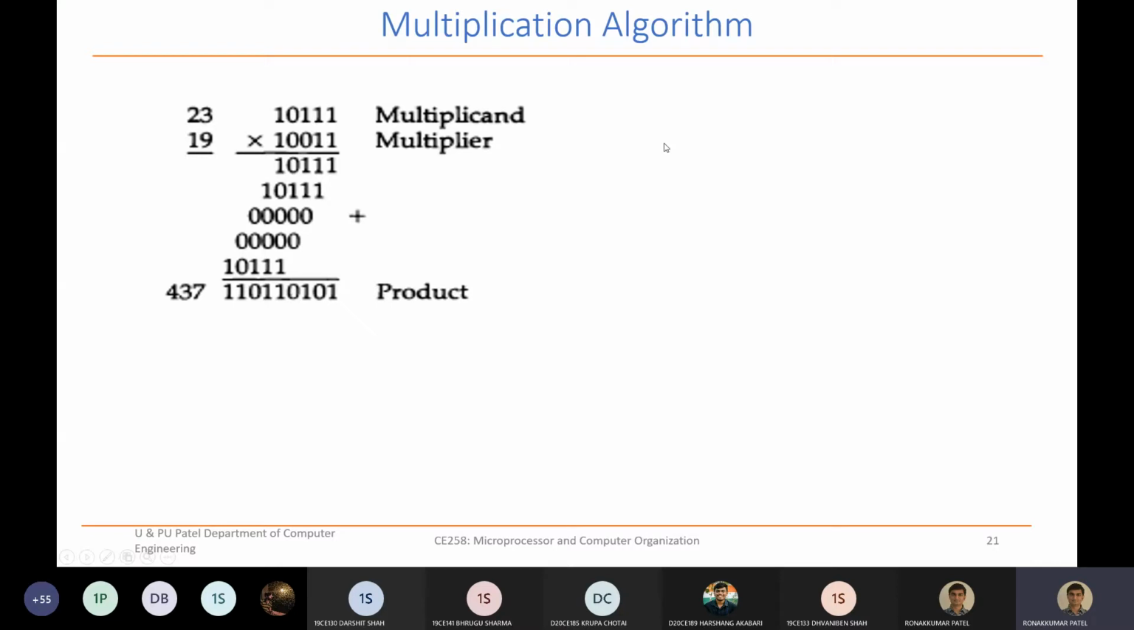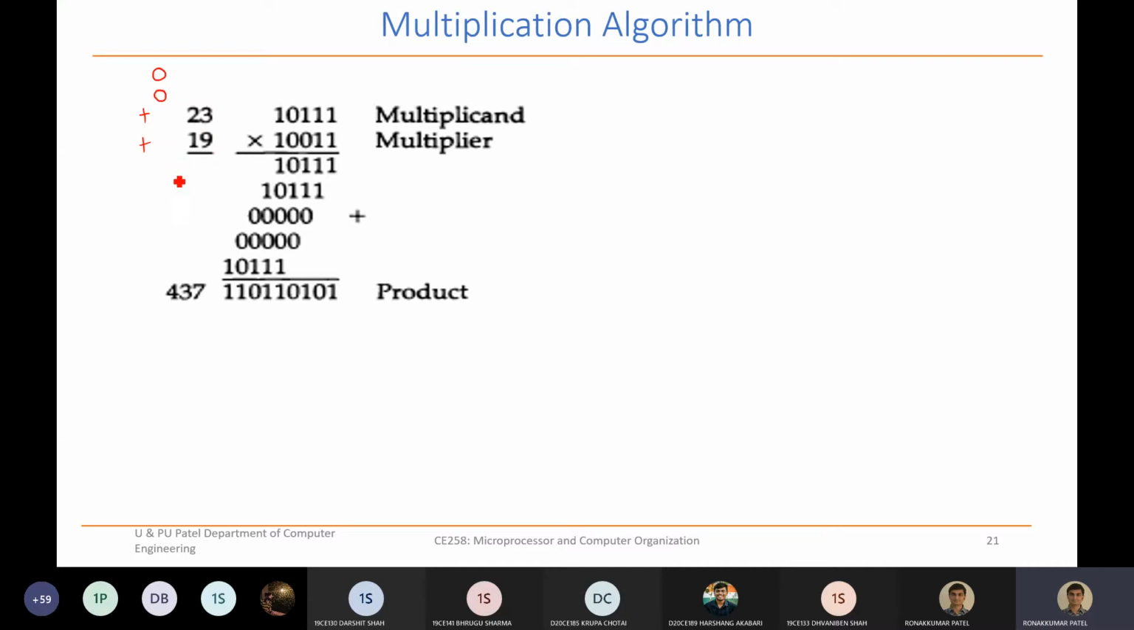Now we'll see the multiplication algorithm for signed numbers, and the signed numbers are represented in sign magnitude form. Suppose the numbers are 23 and 19, and assume the sign is plus, right? So 23 is 10111, and 19 is 10011, that is 16 plus 3. This is the multiplicand and this is the multiplier. We want to perform multiplication of these two numbers. We take the sign differently for this. The sign is 0 for this number, and 0 for this number.